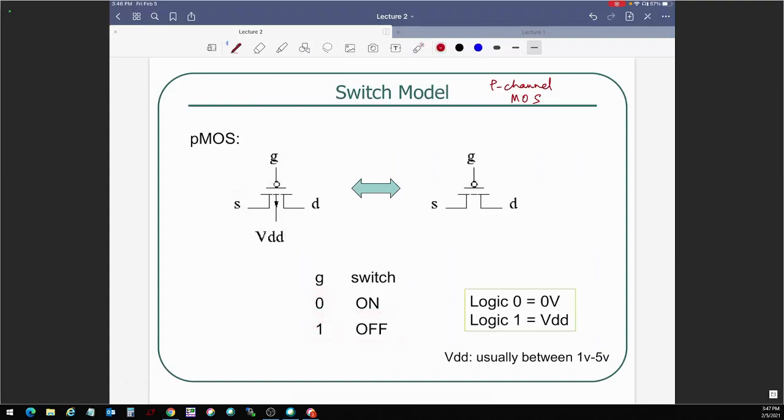So what does the first one mean? The first one means VGS is less than VT. The switch is actually on, right? Switch is on means the source and drain are connected. Exactly the opposite. And then the other case is VGS greater than or equal to VT, where the switch is off. Source and drain are disconnected.